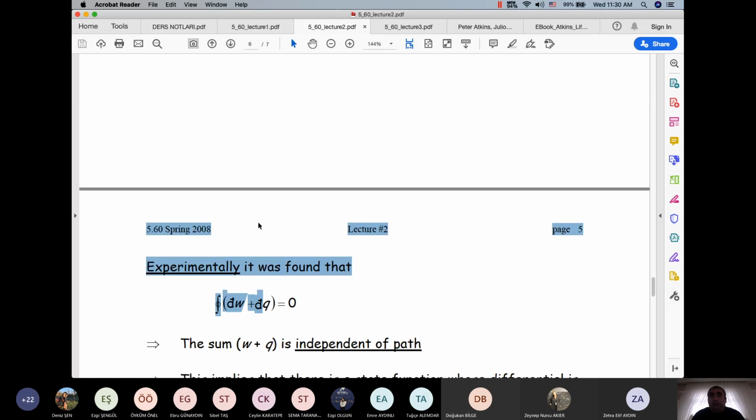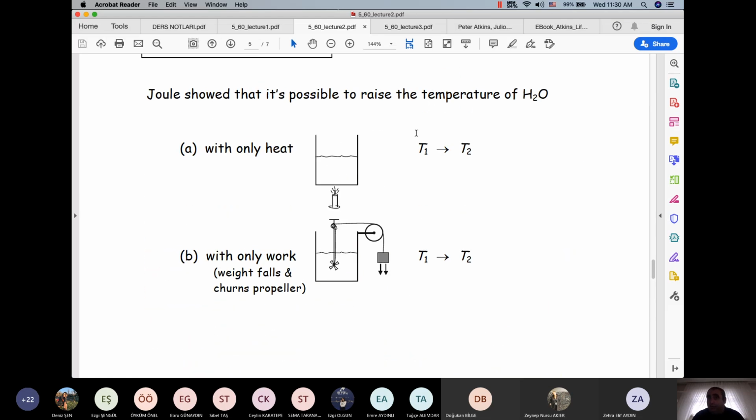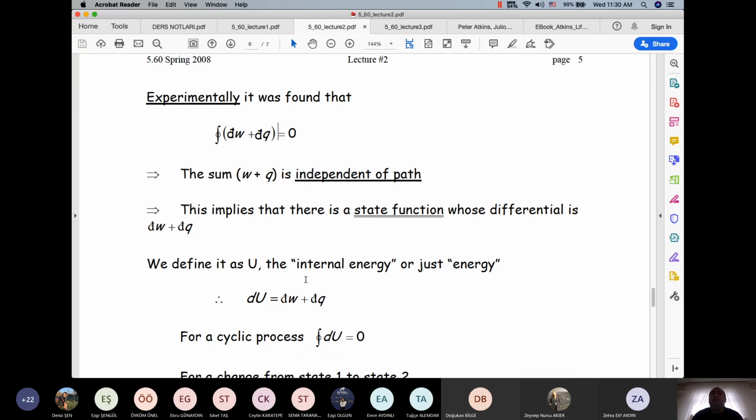Sabit. O zaman diyor ki ısıyla iş birbirinin eşiti bir şey olmalı. Yani ben ikisini topladığım zaman ikisinin kombinasyonu bana bir tane state function'ı veriyor. O zaman o da ne olmalı? Onu sistemin enerjisi olarak tanımlıyor ve dU ile veriyor. Bakın, sistemin enerjisi bir state function'ı, iki tane yol function'ının toplamına eşit. Yani bunlar yola bağlı, ama toplamları yoldan bağımsız.